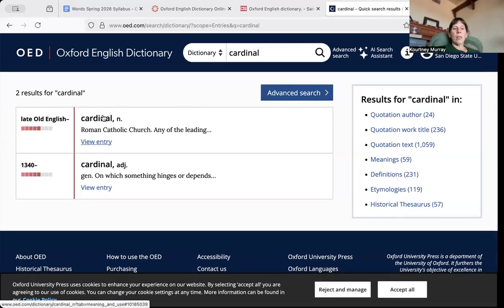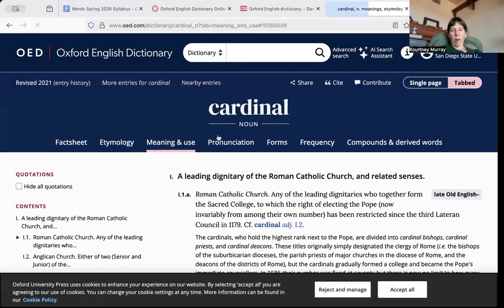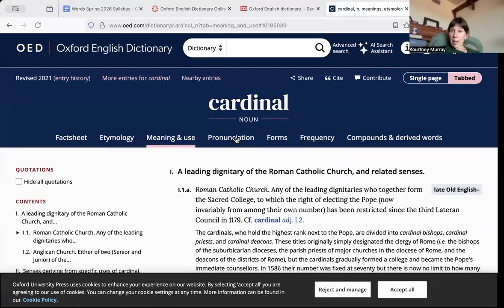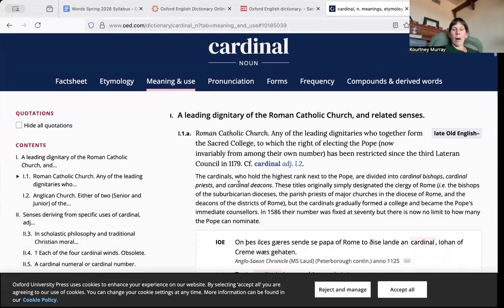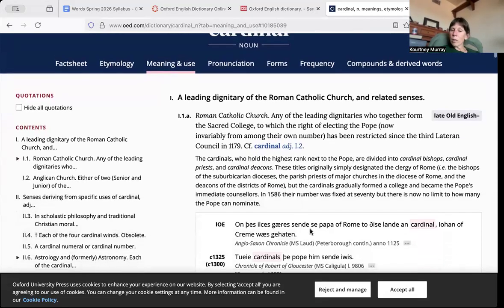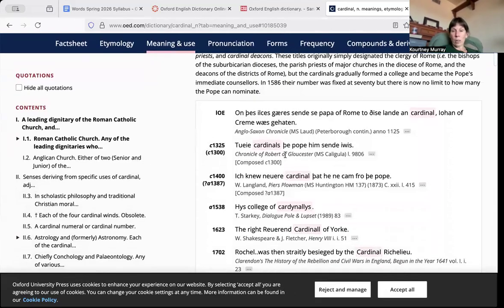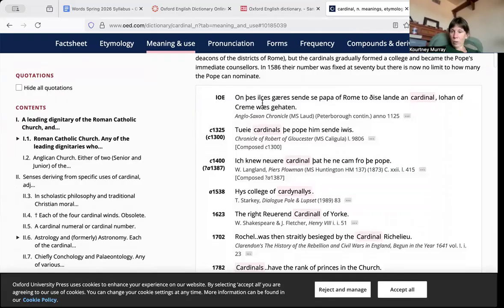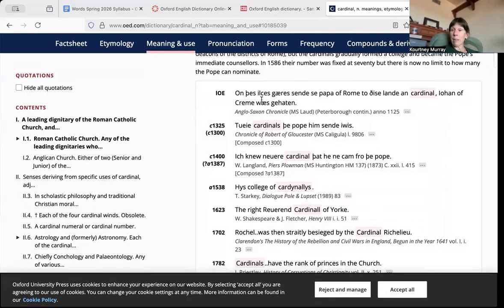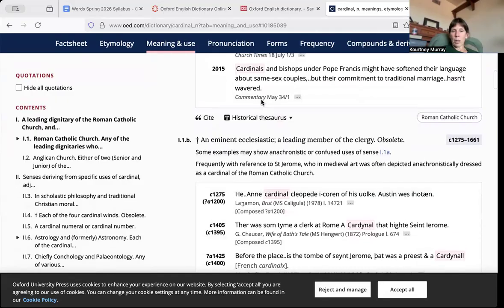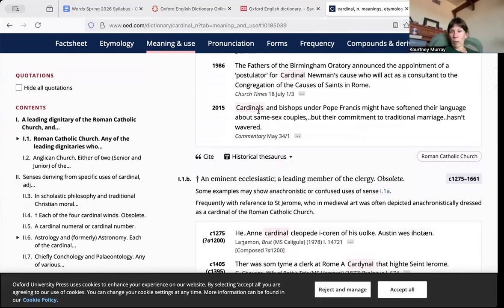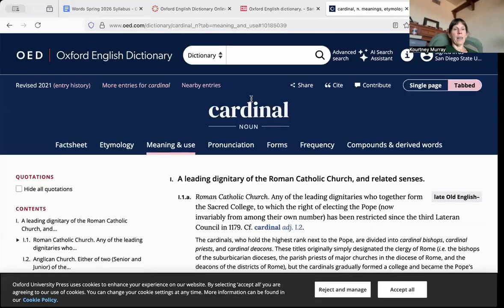So let's say we wanted to look at the Catholic Church one. You click on that link and it'll take you to the dictionary entry, the meaning and the use. It'll always include quotes from the different time periods in which it was used. So this is a very old word, so it goes back to Old English. I actually think this is Middle English, all the way up into contemporary usage, so all the way up until 2015. So for a lot of us, that itself might be really interesting.